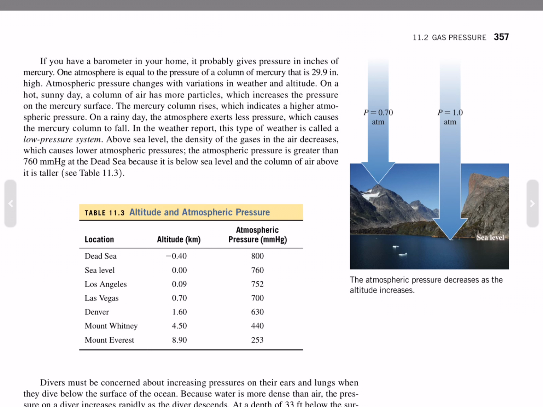Above sea level, the density of the gases in the air decreases, which causes lower atmospheric pressures. The atmospheric pressure is greater than 760 millimeters at the Dead Sea because it's below sea level and the column of air above is taller.